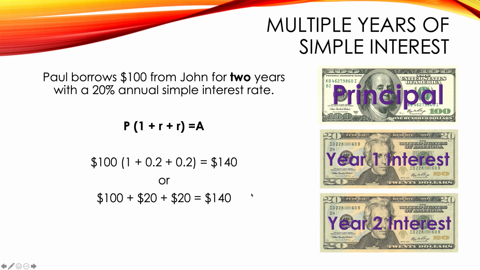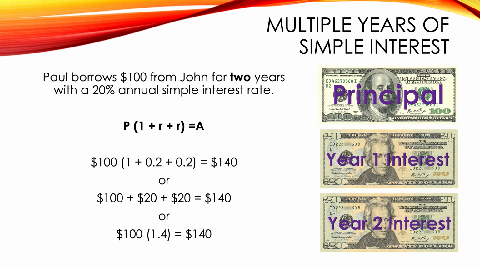That's the total amount. Again, if it's easier for you, you can just work within the parentheses first. 1 plus 0.2 plus 0.2 is 1.4, and 100 times 1.4 equals 140. If you want to distribute it, that's fine. If you want to combine stuff in the parentheses first, that's fine too.